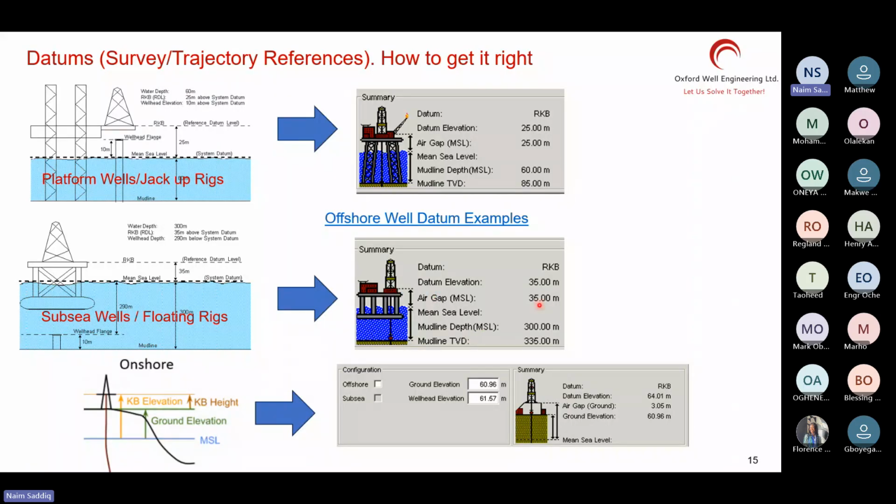The air gap should be a small number, and water depth should go here, which is the mudline depth. What it is saying is mudline depth is this, and then you have an air gap sitting on top, and you're measuring from it. You're measuring from the summation of it, which is 335 in this case.